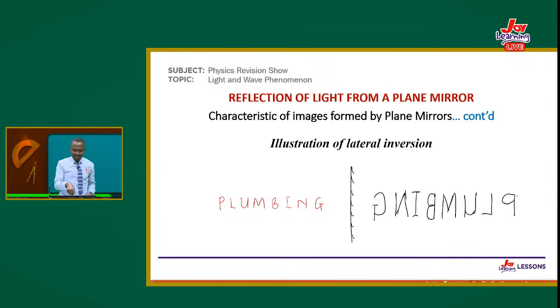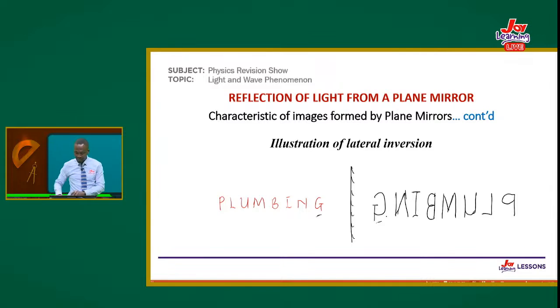It looks like the G here, which is the last letter here, from the mirror, it will be appearing to be like the first letter in this case. Wow, that's what you mean by lateral inversion. So we are good to go. Let's move on with our revision.